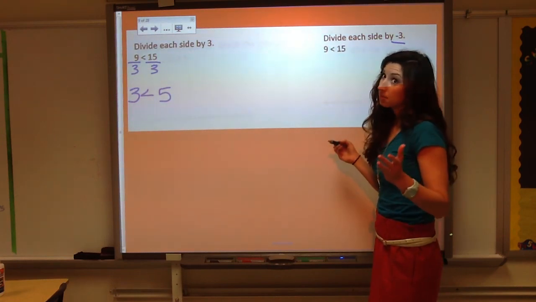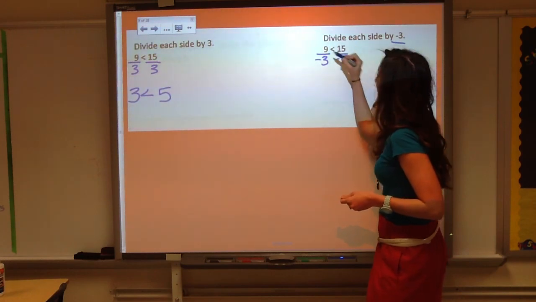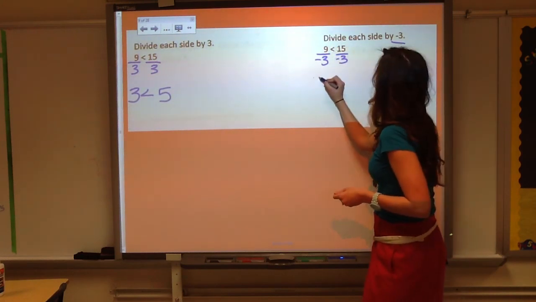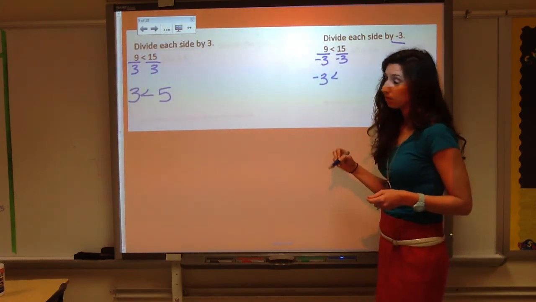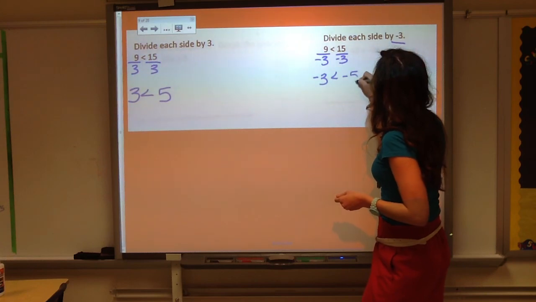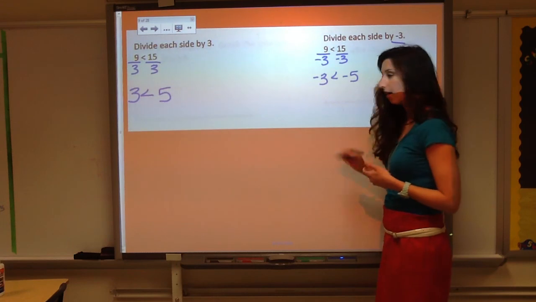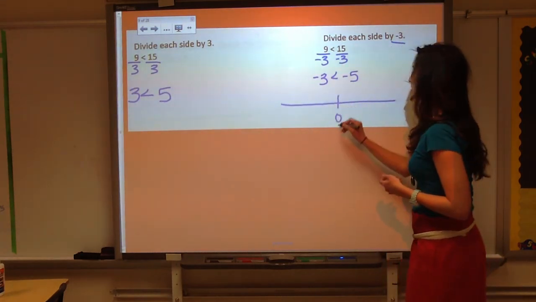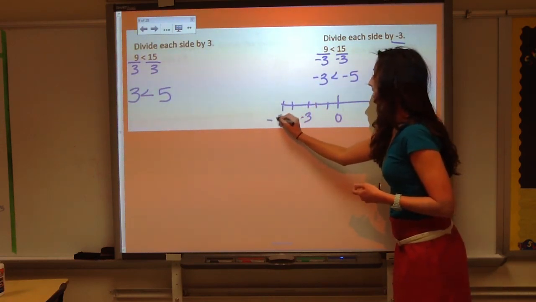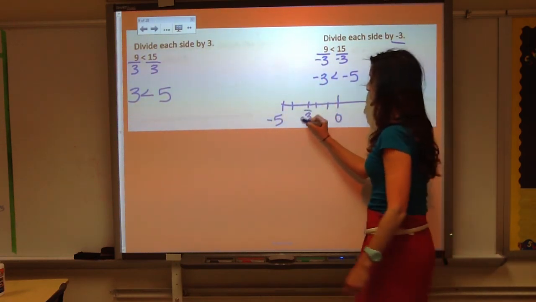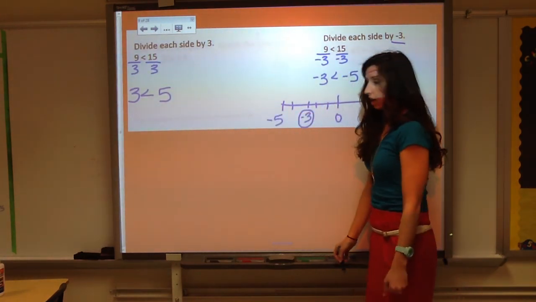Keep in mind, this might be special. Divide by negative 3, divide by negative 3. 9 divided by negative 3 is negative 3. Bring down your sign. 15 divided by negative 3 is negative 5. Is negative 3 less than negative 5? Here's my 0. 1, 2, 3, that's a negative 3. 4, 5, that is negative 5. Is negative 3 less than negative 5? Uh-oh.